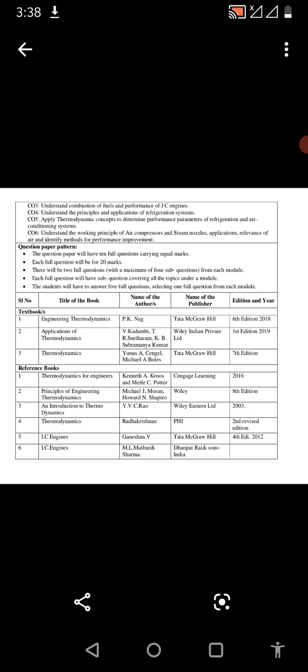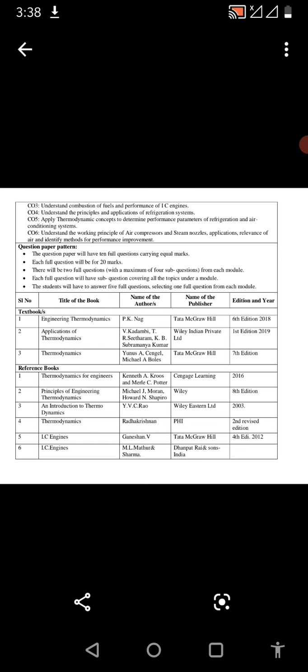Then course outcome 5, we will see apply thermodynamic system concepts to determine the performance parameters of refrigeration and air conditioning systems. And last course outcome 6, understand the working principle of air compressors and steam nozzles, their applications, relevance of air, and identify various methods to improve the performance.